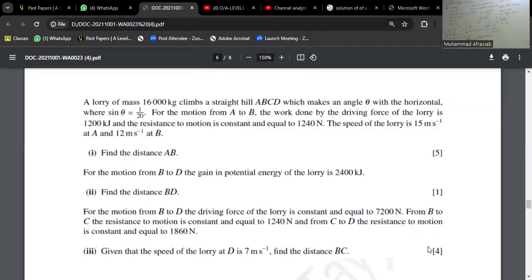For the motion from B to D, the driving force of the lorry is constant and equal to 7,200 Newton. From B to C, the resistance to the motion is constant and equals 1240 Newton, and from C to D, the resistance to the motion is 860 Newton. Given that the speed of the lorry at D is 7 meters per second, find the distance BC. Since these two parts were already completed in the videos, we are going to solve this next part here.